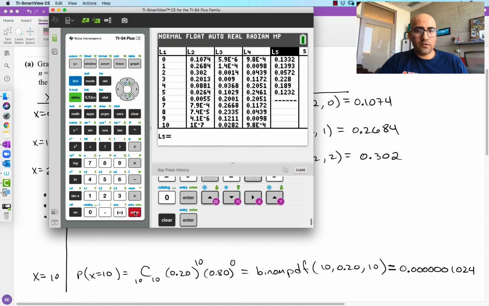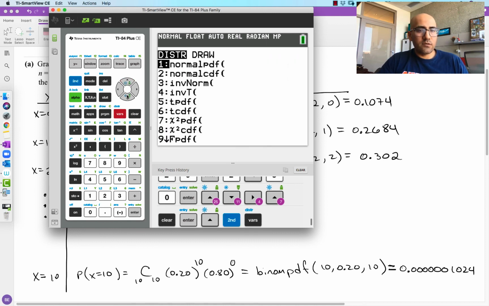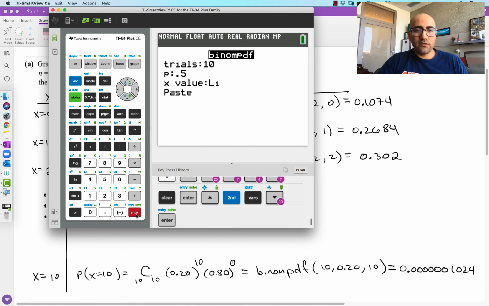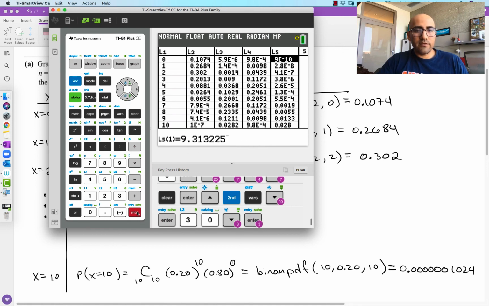Clear, enter, go up to L5. You're going to hit distributions, PDF, Binomial PDF, hit enter. And now there's 30 trials. Probability of success, let's leave it as 0.5. And I'm referencing L1. Paste. Enter. Okay, so now I have all those values. This gives me all those probabilities associated with each value. And now let's graph L5.